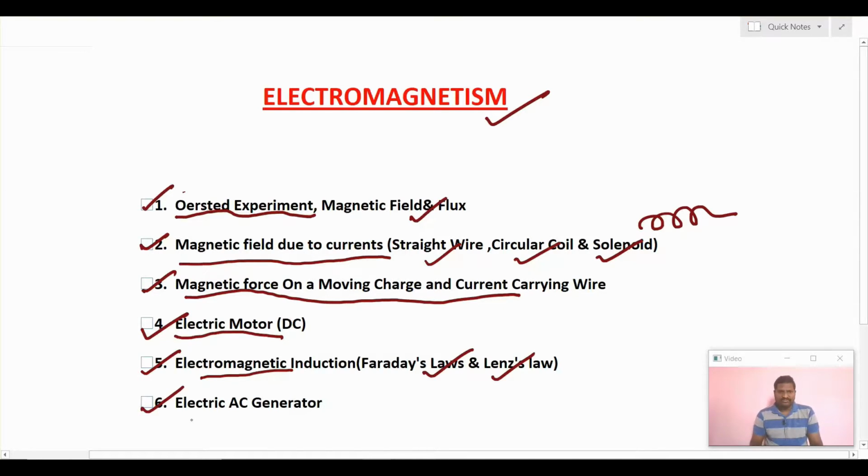And finally, the electric AC generator. The difference between motor and generator is that in an electrical motor we give electrical energy and take mechanical energy as output, but in an AC generator we give mechanical energy as input and get electricity as output. That is the basic difference between an electrical motor and an electrical generator. These are the main concepts we are going to discuss in the electromagnetism chapter.